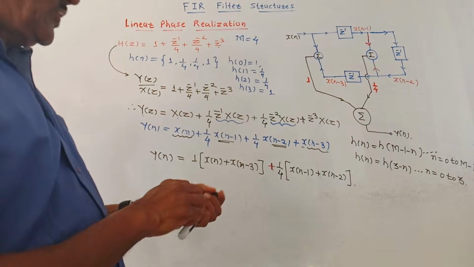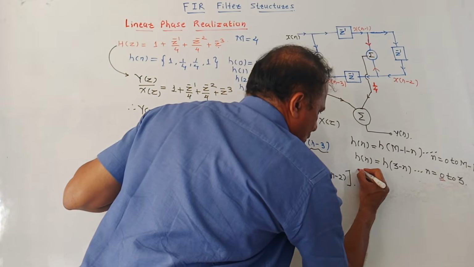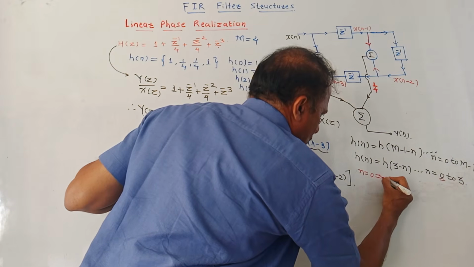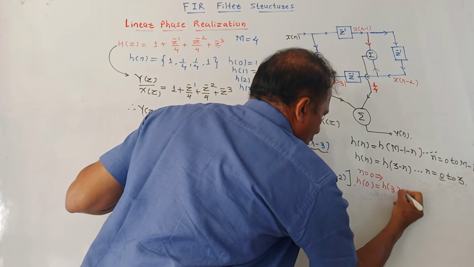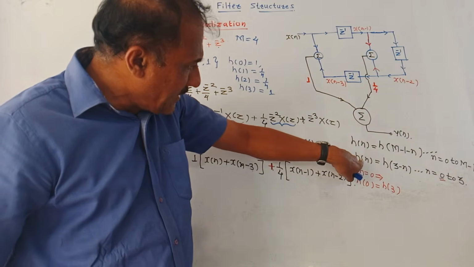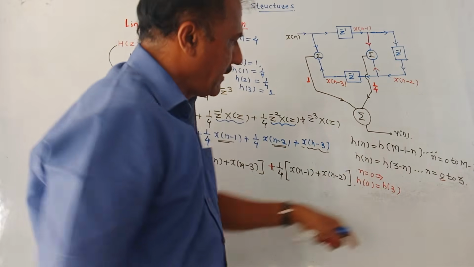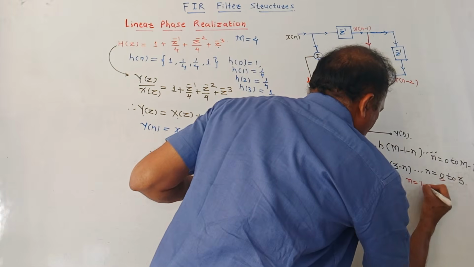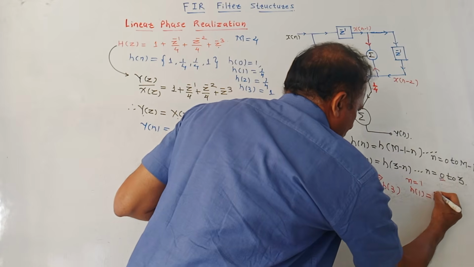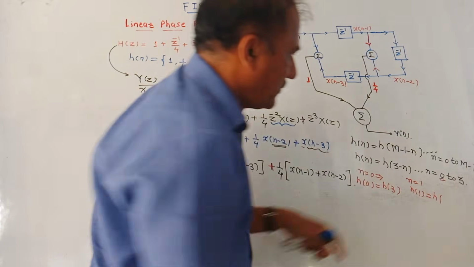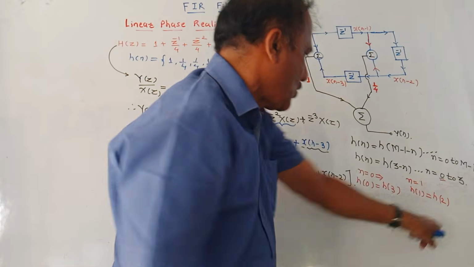Now we'll just cross check the things. I will put different values of n. First put n is equals to 0. So for n is equals to 0, this gives me h of 0 is equals to h of 3. Look at this equation. It is h of n. I am putting n is equals to 0. So it becomes h of 3. Then put n is equals to 1. If I will put n is equals to 1, I will get h of 1 is equals to h of 3 minus 1. That is 2. So h of 1 is same as h of 2.